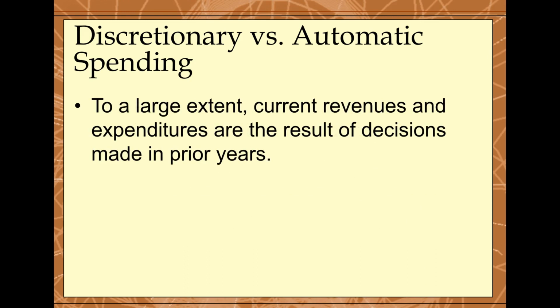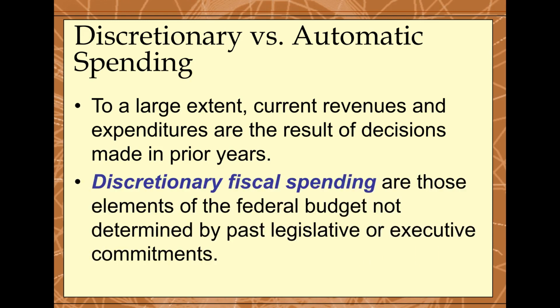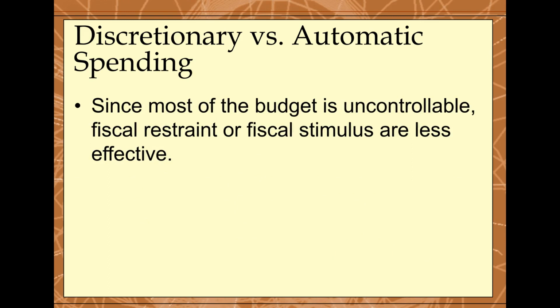And to a large extent, current revenues and expenditures are the result of decisions made in previous budgets. And we call that mandatory spending. Mandatory spending is money that you've already allocated. Now, the remaining spending is what we call discretionary spending or discretionary fiscal spending. And that's basically the part of the budget that's not determined by past obligations. Now, since most of the budget is mandatory, that limits what the federal government can do in terms of fiscal stimulus.